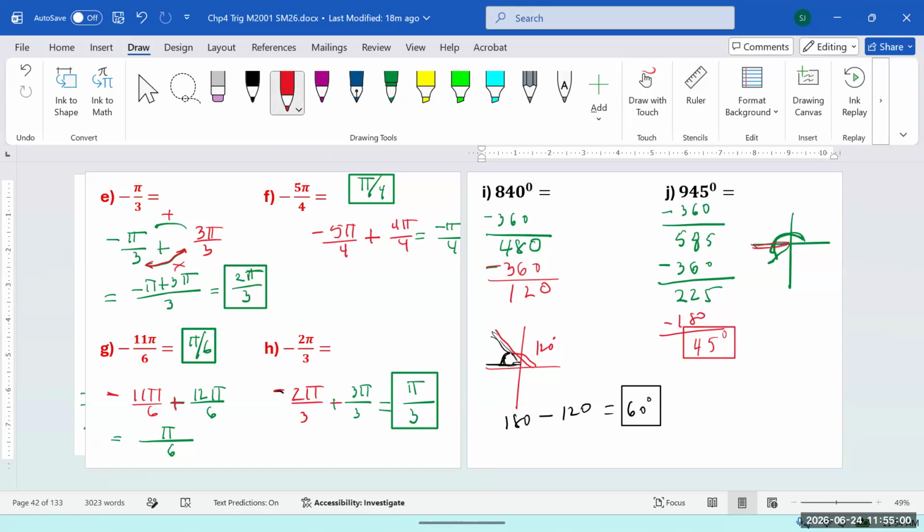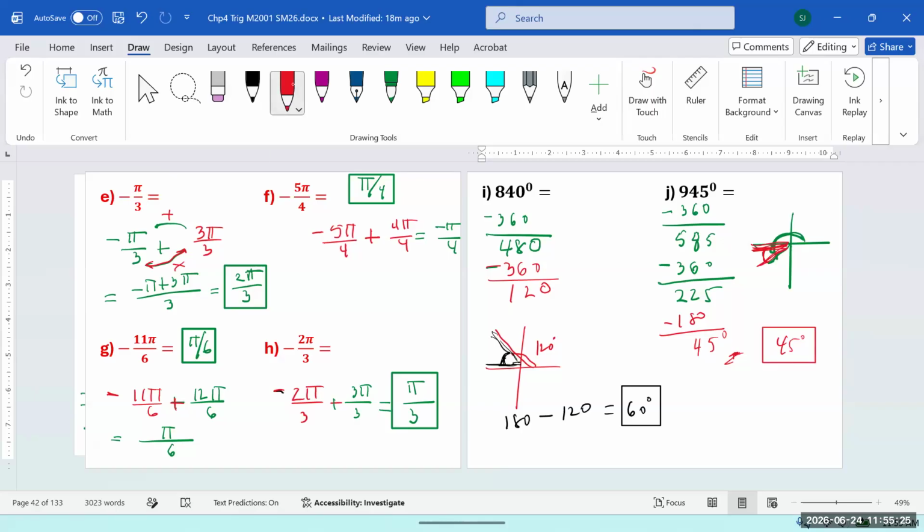So from here to here, this is our reference angle, 45 degree on the third quadrant. Or maybe I should do it in the next. 45 degree.